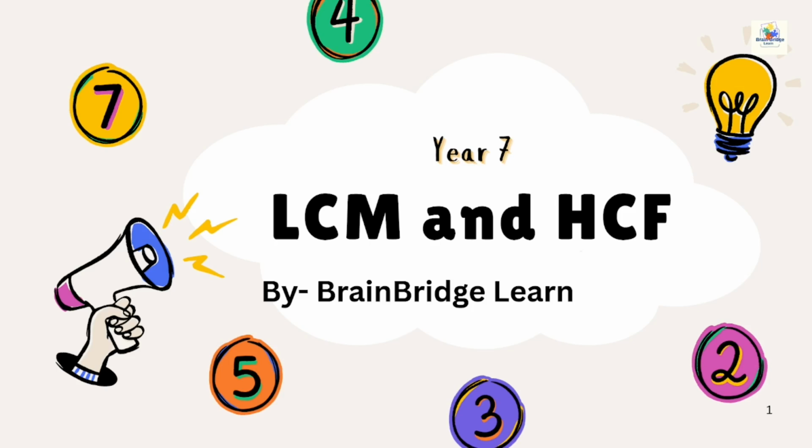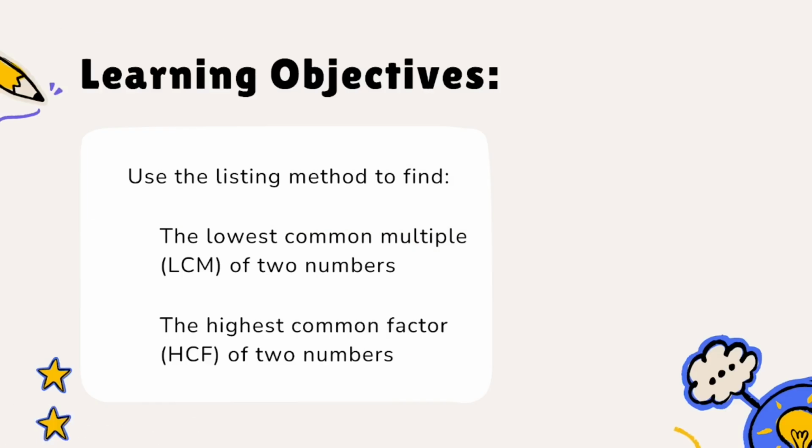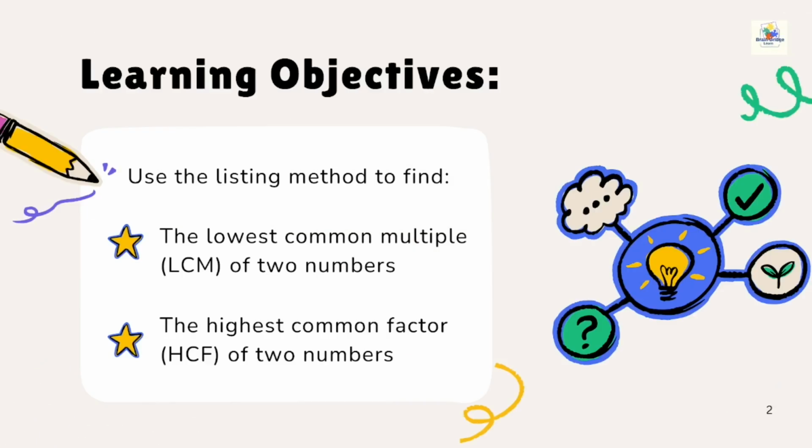So today in this video we are going to study LCM and HCF. So let's begin. First we are going to learn the objectives: using the list method to find the lowest common multiple, which is also known as LCM, of two numbers, and the highest common factor, which is also known as HCF, of two numbers.